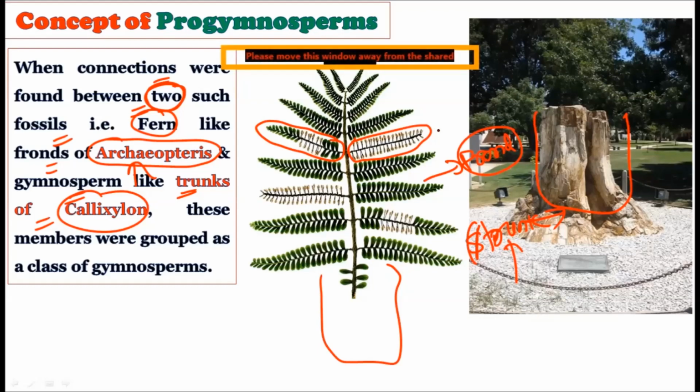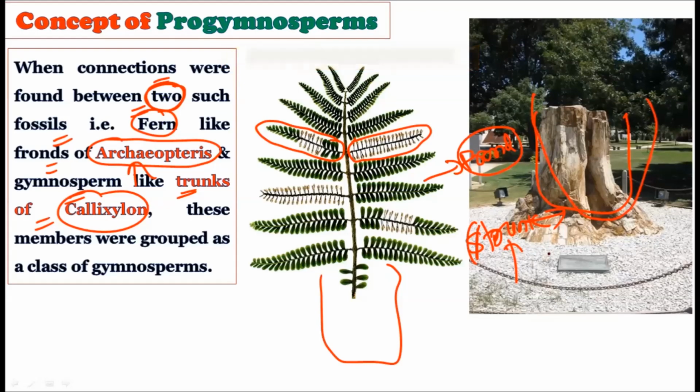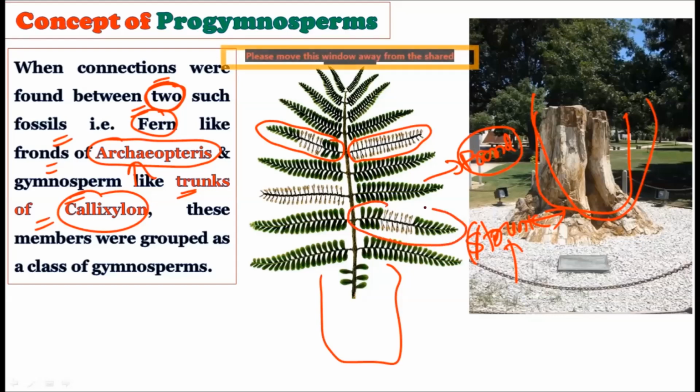When the two fossil records were compared together, Archaeopteris showed frond-like leaves very much like those of ferns, and the Palaeozoic gymnosperm tree showed a trunk very similar to that of gymnosperms, because gymnosperms show a very solid tree trunk. Their stems are very solid. Generally, in the pteridophytes you will not find a very solid or large stem, or a stem with secondary growth, but frond-like leaves were found in the ferns.